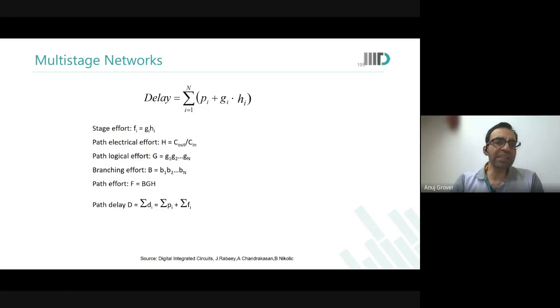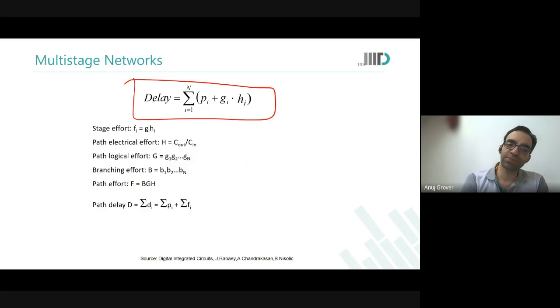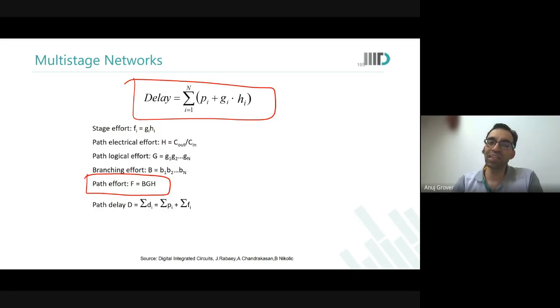We also started to look at the total delay, where we said that total delay is the sum of delays of all the stages. Towards the end of the class last time, there was a confusion that crept in, where we said that this BGH is also a metric of total delay. So let me clarify: we did not use the term path delay, and if I used it accidentally, then I stand corrected. We would still call it path effort.